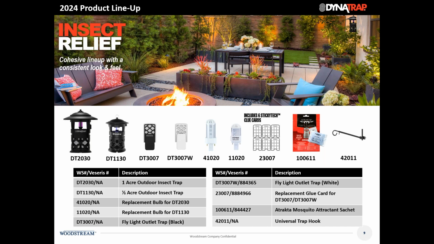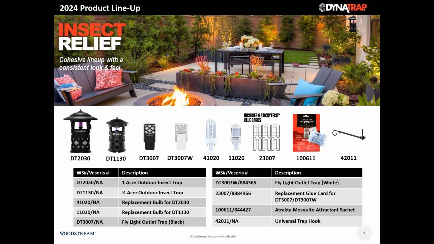So here are the products that I'm either proposing or you currently have in terms of DynaTrap. I will say that the DT3007W and the replacement cards that go with it, and the Attracta sachet, are what you currently have set up and have item numbers for. These are new: this is the 1 acre, the DT2030, and the DT1130 is the half acre. And then, like I say, this item is already set up. The black one is not.